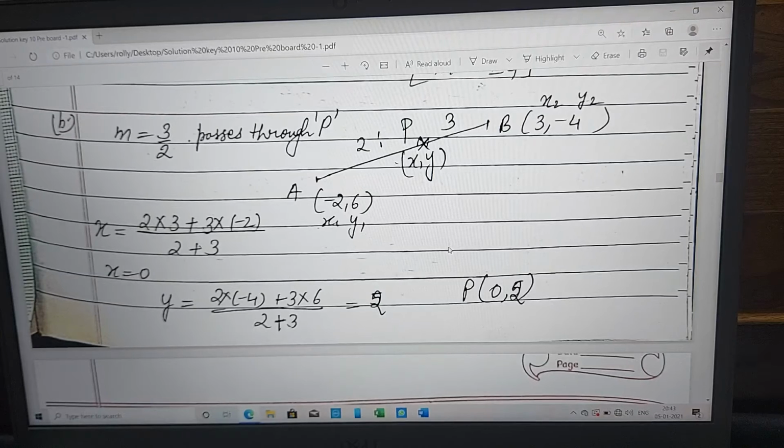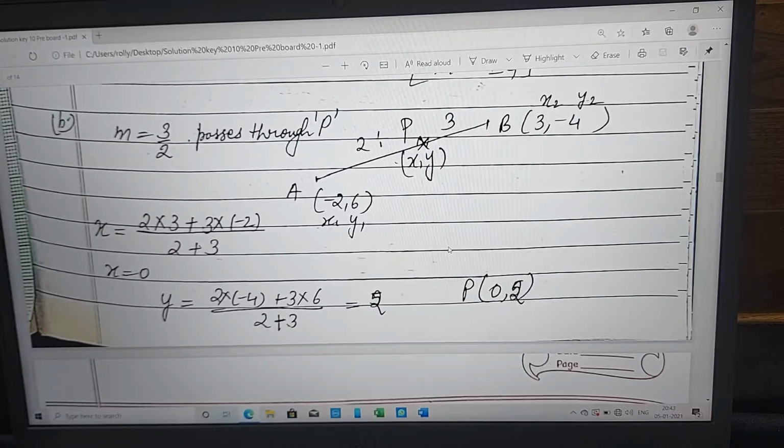Okay, so in this question, first of all, they have said we have to find the equation of a line whose slope is 3 upon 2 and the line passes through point P. First of all, we have to find the coordinates of point P. The situation says that point P lies on line segment AB and divides the line segment in the ratio 2:3. Okay, clear?